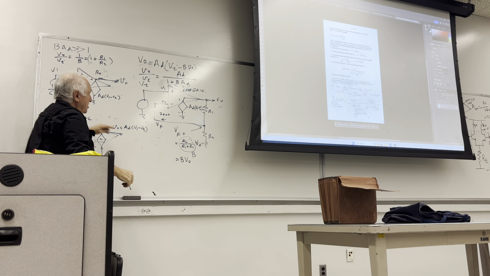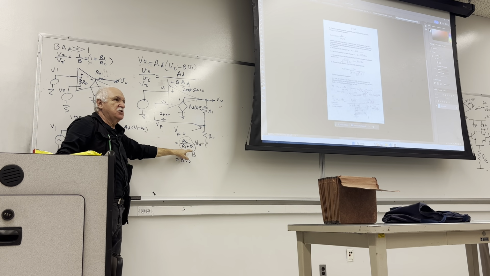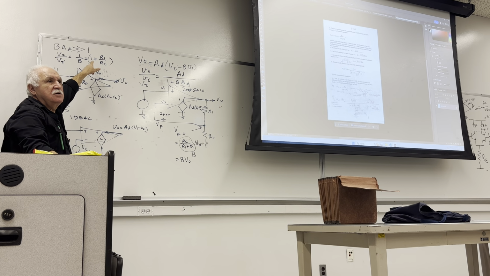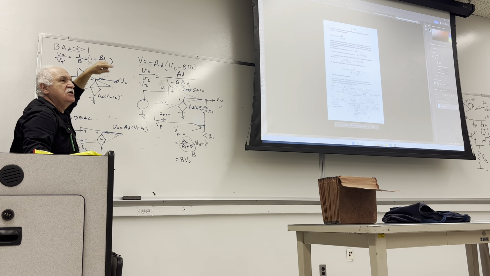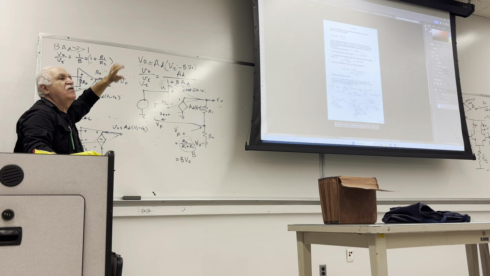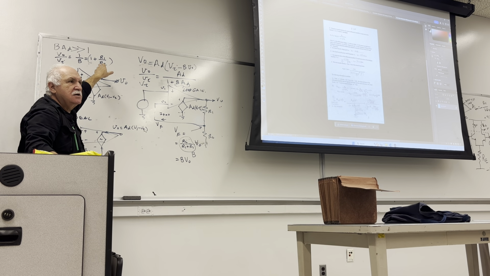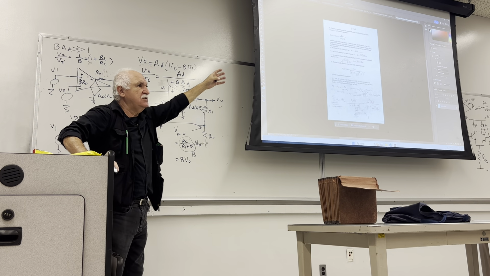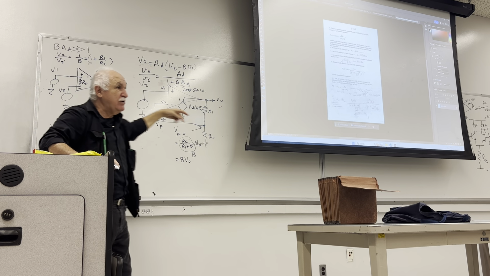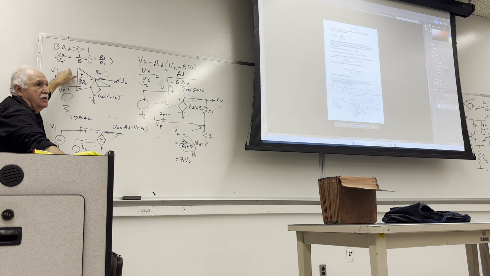Because B was equal to R2 over R1 plus R2. There it is. You get a formula which should be familiar to you if you used it in the past as the non-inverting amplifier voltage gain. But at that time, you wouldn't know about differential properties. That brings this up. But in this example, that will be the voltage gain.